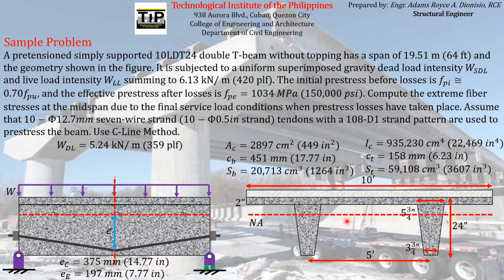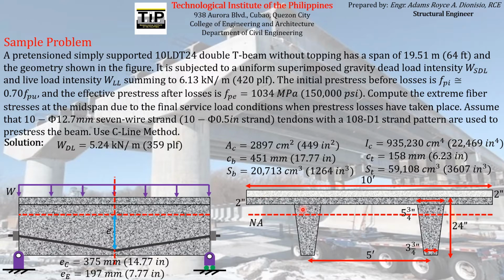And the cross-section actually supports a concrete topping which is 2 inches thick. Actually, the concrete topping is where the superimposed dead load came from. But according to the problem, the sum of the superimposed dead load, which is composed of the concrete topping, and the live load that will be carried by the concrete double T beam, will have a sum of 6.13 kilonewton per meter. So the additional service loads given are already the sum of the superimposed dead load and the live load.